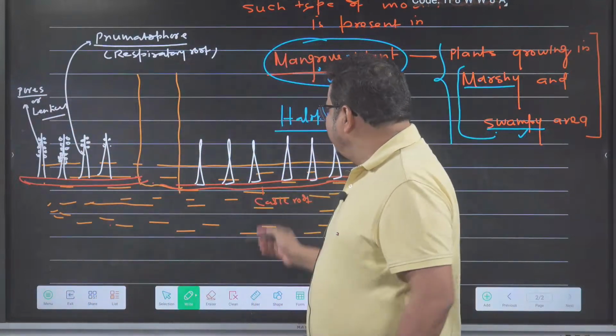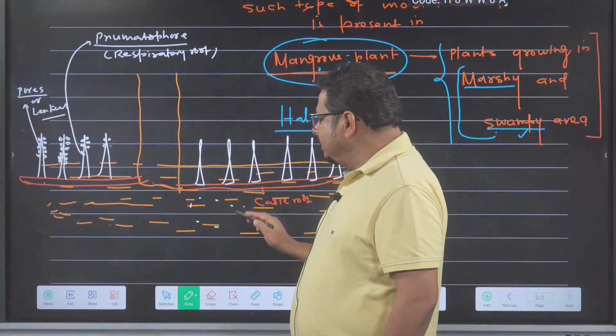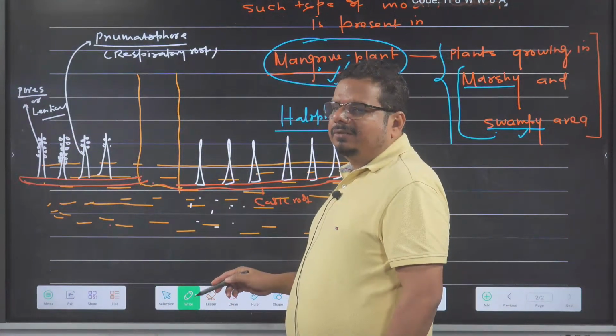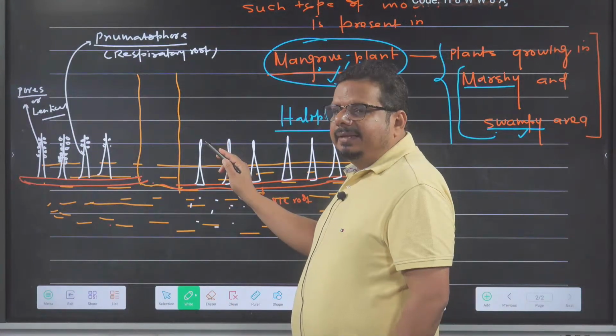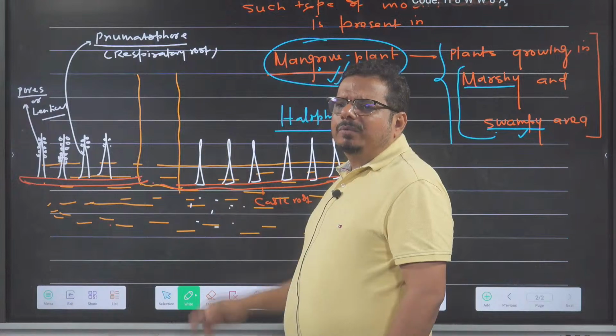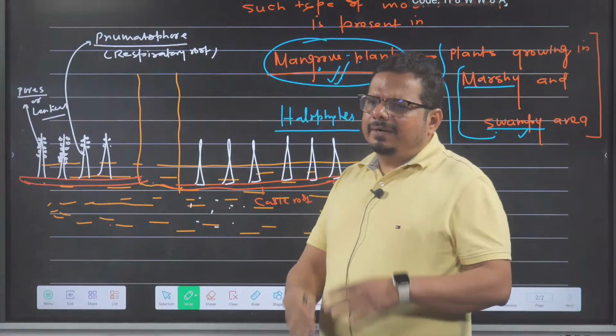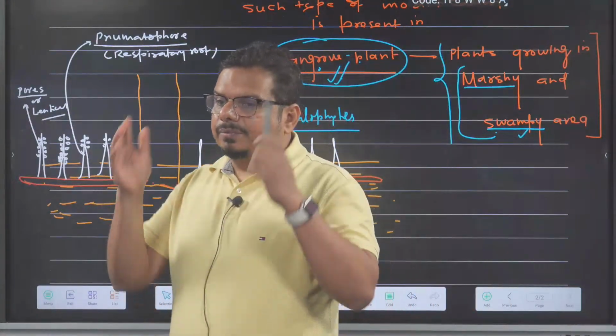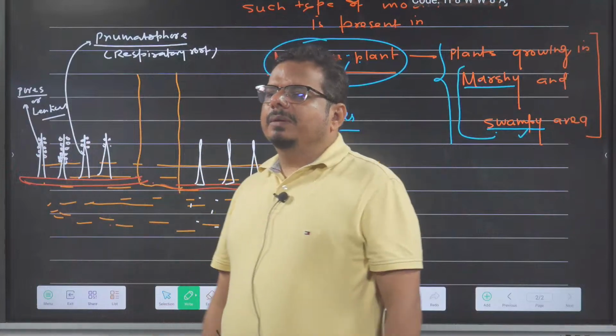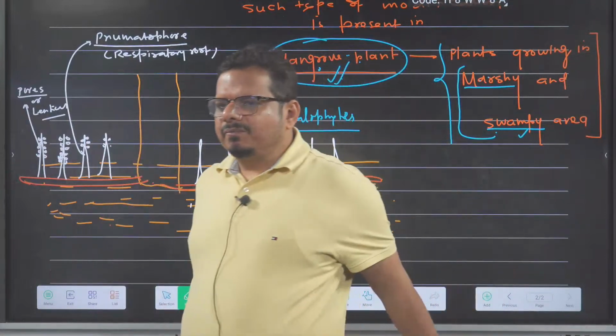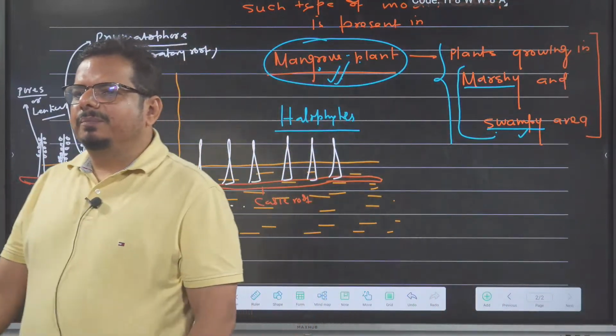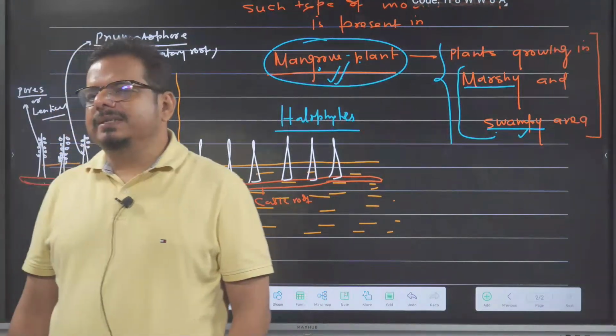Why are they moving up? Because there is a scarcity of oxygen inside the marshy land. So they go above the soil, into the air. In air they do proper gaseous exchange and take in abundant oxygen, because their need for oxygen is more, because they want to pump out the excessive salt present in their body. I hope you understand.